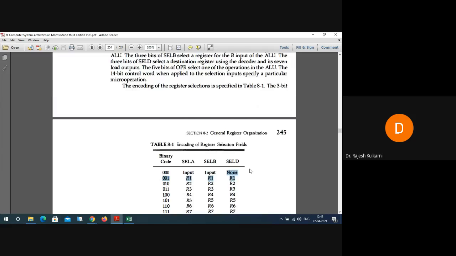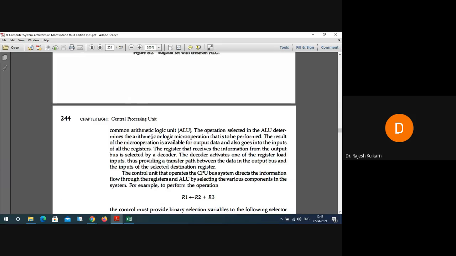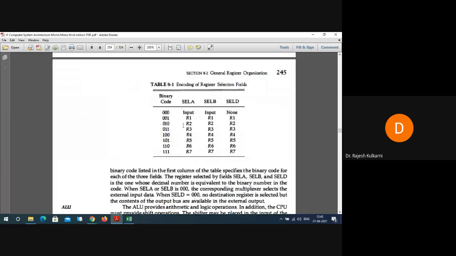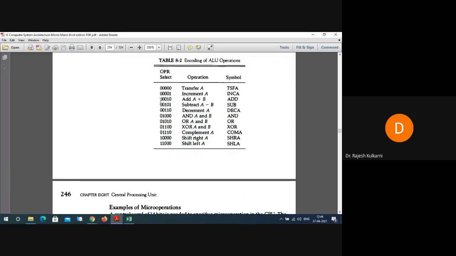So now you tell me what this 14 bits will look like. Select A will look 0, 1, 0. Select B will look 0, 1, 1. So first 0, 1, 0, then 0, 1, 1, then 0, 0, 1: 0, 1, 0, 0, 1, 1, 0, 0, 1. Then this addition will be 0, 0, 0, 1, 0.